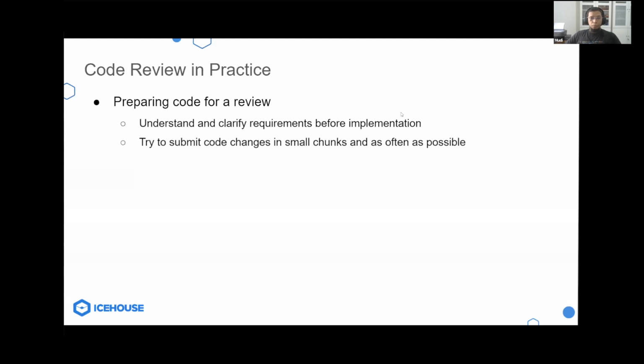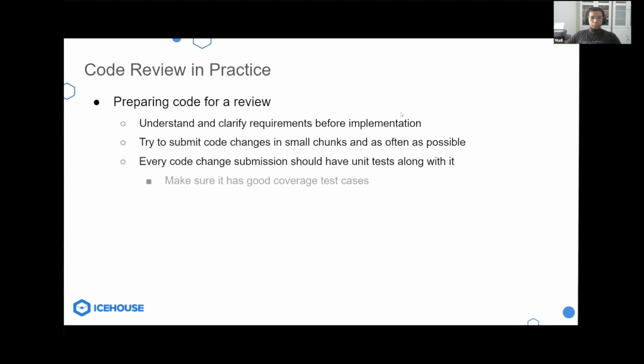Next, we need to try to submit code changes in small chunks and as often as possible, because small code changes allow for many advantages that we will discuss later. Then every code change submission should have a unit test along with it. Make sure it has good coverage test cases such as positive, negative, and possible edge cases. Double check by performing a code review on your own code. Run all available unit tests one last time before submitting when necessary.